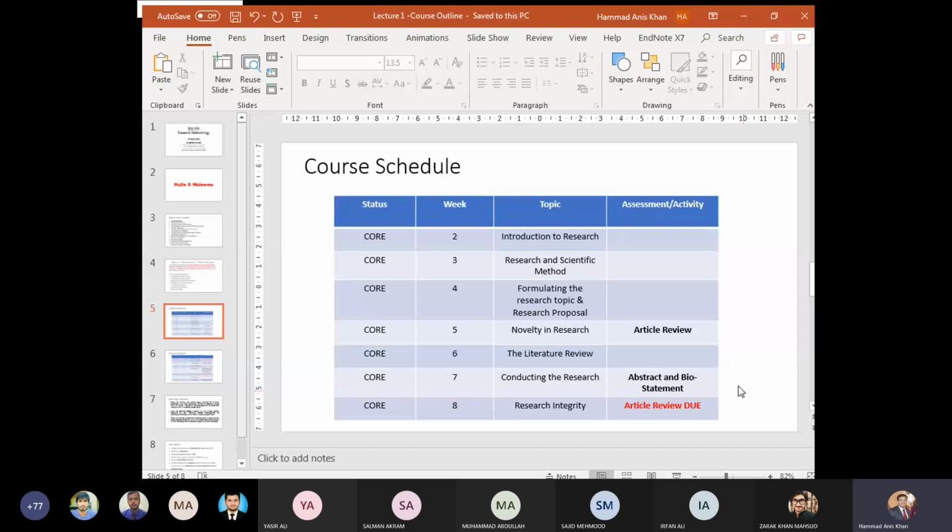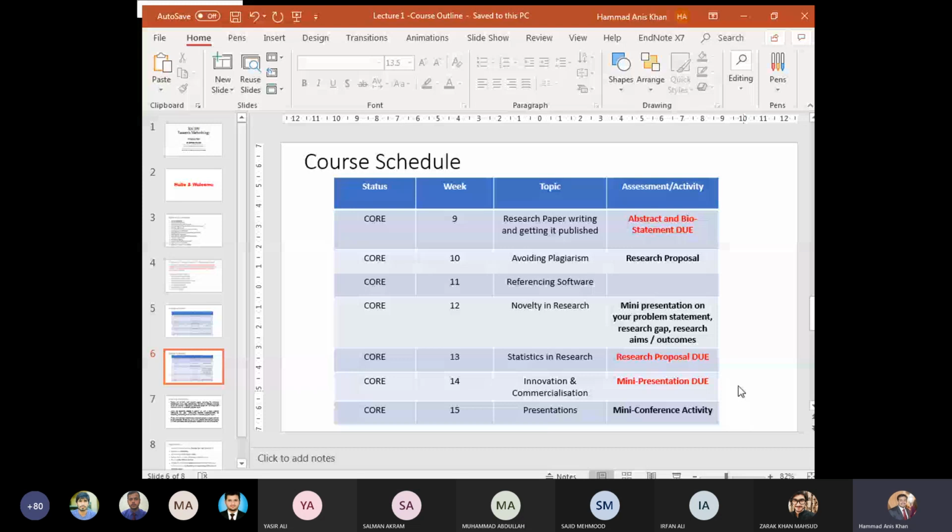This is your assessment activity. I haven't planned any assessment activity for the first weeks, but yes, there will be multiple assessment activities like writing an abstract, writing an article review, and writing your bio statements. Then there will be some due dates as well.